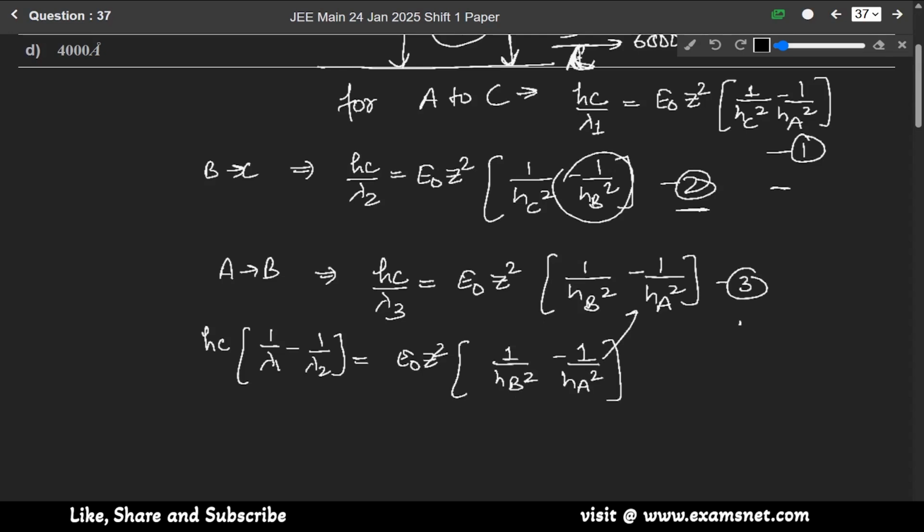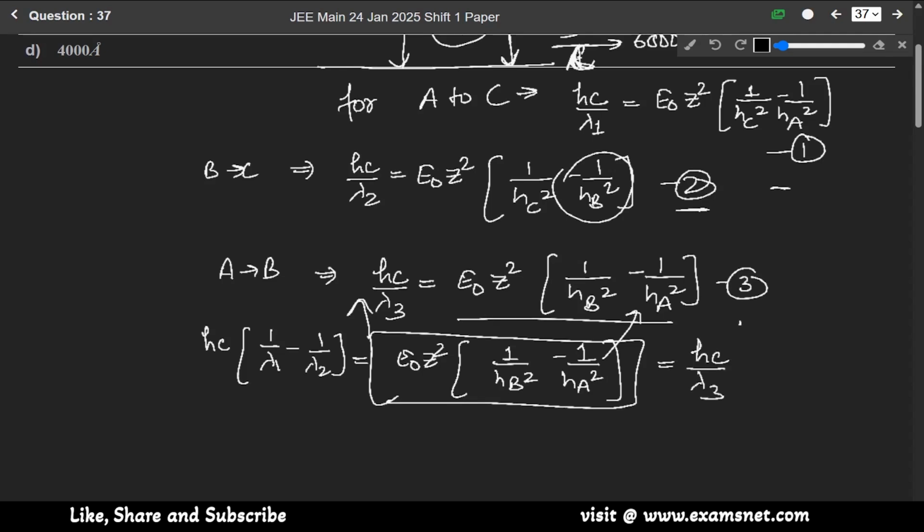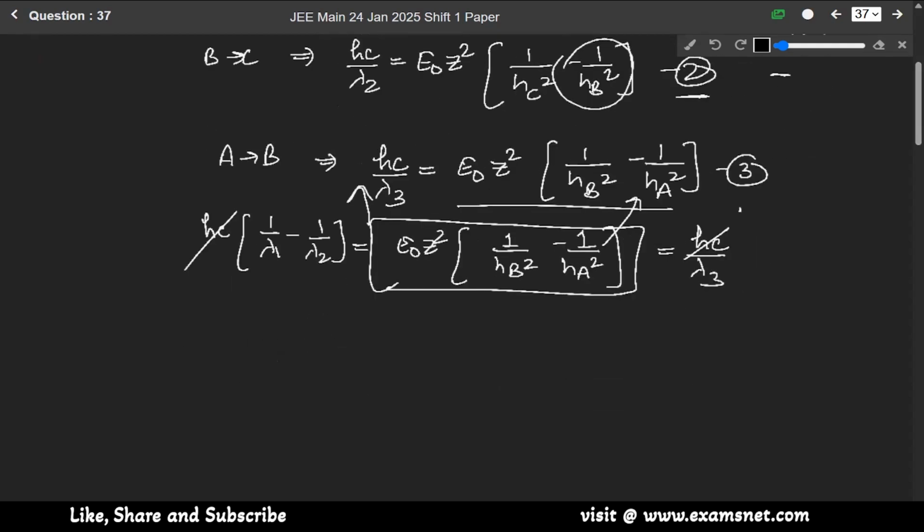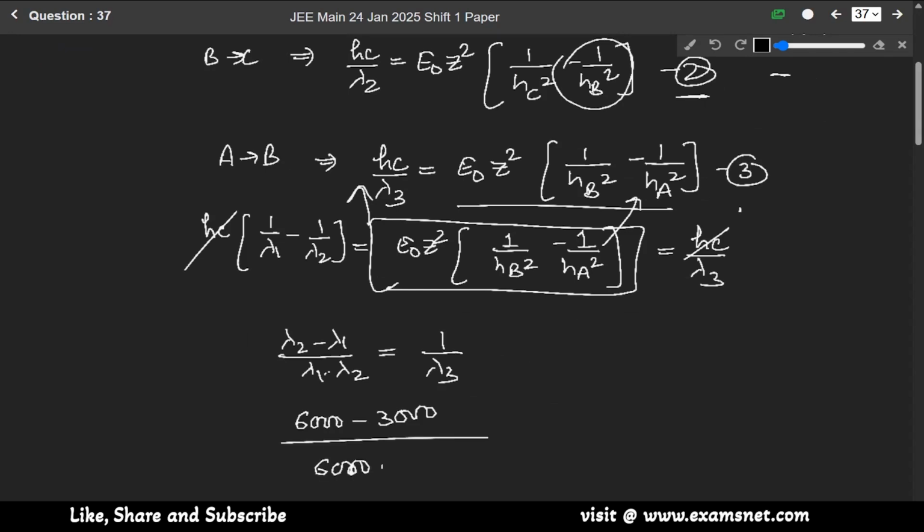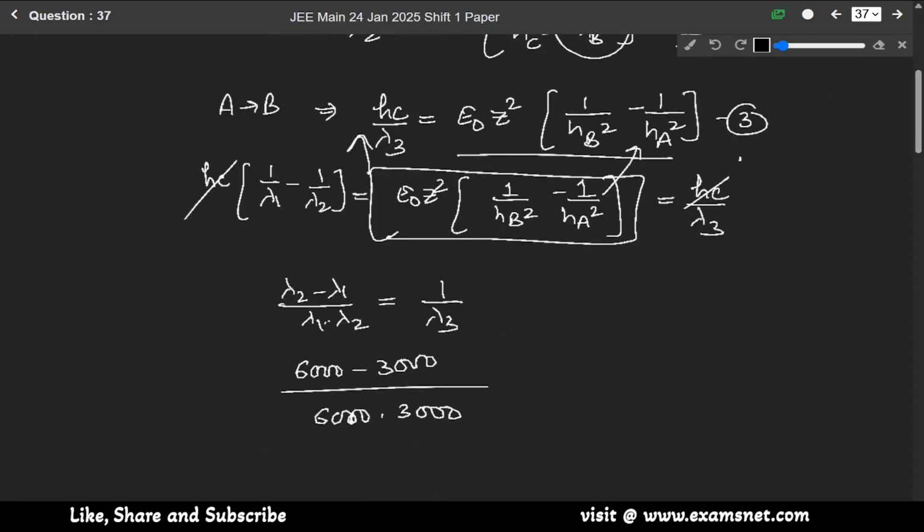Okay, means this. And this part is equal to what? Hc over λc. So it will be equal to Hc over λ3. This Hc cancels out. So it will be (λ2 − λ1) over λ1 into λ2. It will be equal to 1 over λ3. Now just put the value. We know that λ2 is 6000, λ1 is 3000. 6000 into 3000... 3000 or 2000? Oh, sorry, 2000. 2000 into 2000.